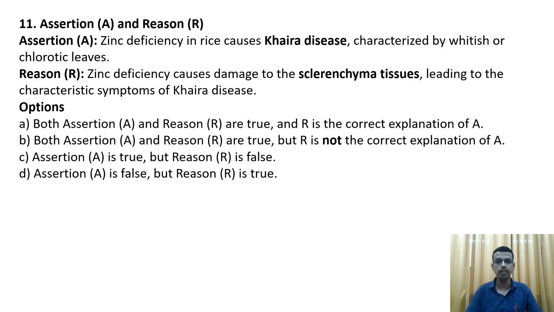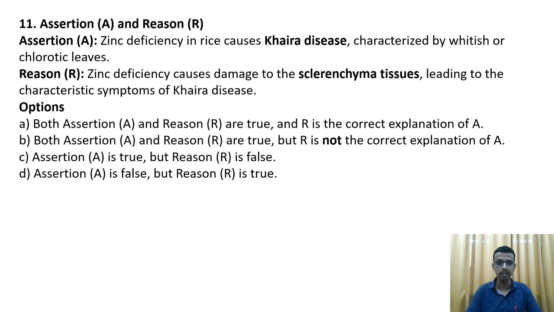Then coming to assertion and reasoning, this is the recent trend of the JRF and SRF examination. Assertion: zinc deficiency of rice causes the Khaira disease, characterized by whitish and chlorotic leaves. From this itself, we understand the assertion is correct, because zinc deficiency causes the Khaira disease. Reason: zinc deficiency causes damage to the sclerenchyma tissue, leading to the characteristic symptom of Khaira disease. This is also true. Basically, this is a little bit critical. When zinc deficiency occurs, it damages the sclerenchyma tissue of the rice. That's why this Khaira disease or Hadda disease appears.